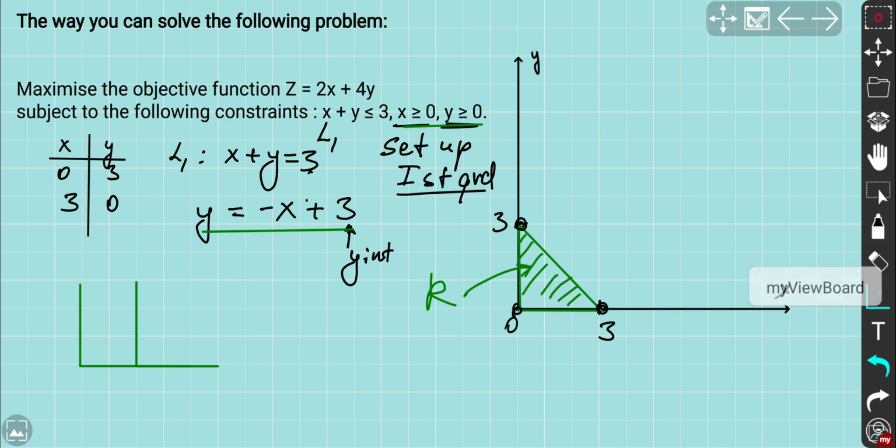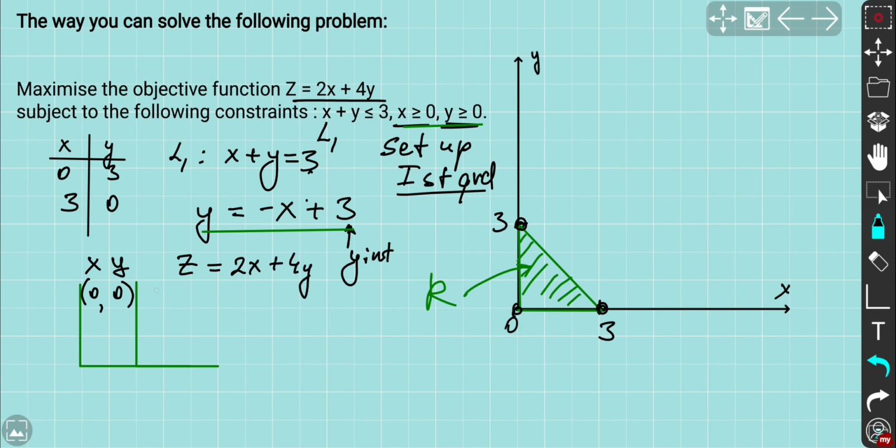All right, so how many do we have? We have 3 vertices, so we start from 0, 0. That's the x, y coordinates of the vertices, and here is going to be the z value when we plug those into the objective function. The equation one more time is 2x plus 4y, so it's going to be 0. So the value of the objective function is going to be 0. All right, let's move on. We plug in 3 and 0, that vertex 3, 0. After plugging into z, we'll get simply 6.